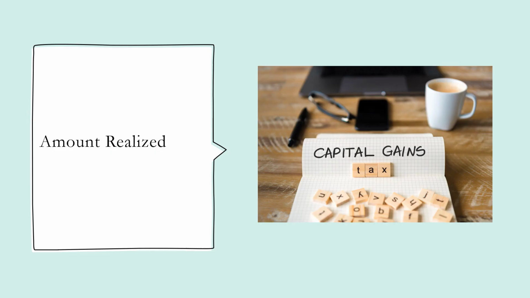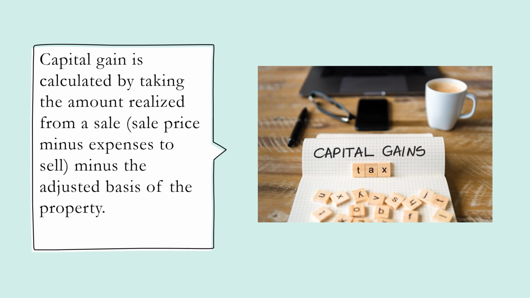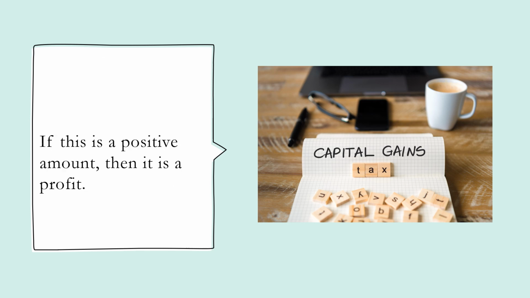Amount realized. As explained in Section 17, capital gain is profit from the sale of real property. Capital gain is calculated by taking the amount realized from a sale, which is sale price minus expenses to sell, minus the adjusted basis of the property. If this is a positive amount, then it is a profit. If it is a negative amount, then it is a loss.